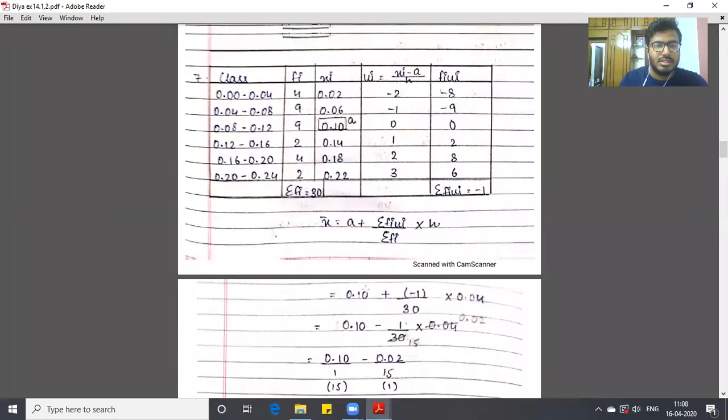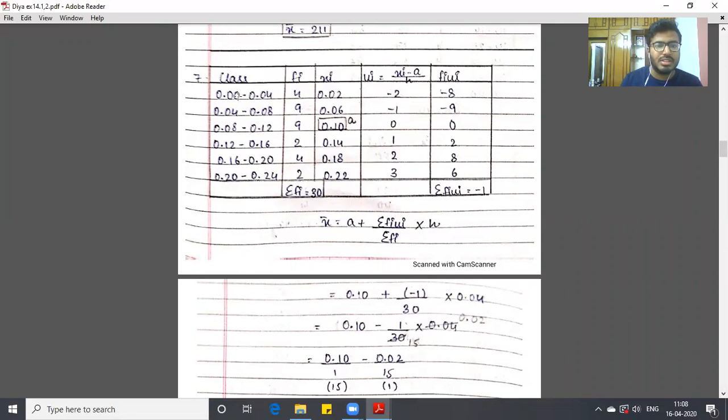Now class, you have written 0.0 to 0.04, and you have written the fi also. Here you have found out xi also: 0.02, 0.06, 0.10, then 0.14, 0.18, 0.22. A value you are taking as a middle assumption, 0.10. Doing the ui method, the value in front of it will be 0. Now it is simpler.